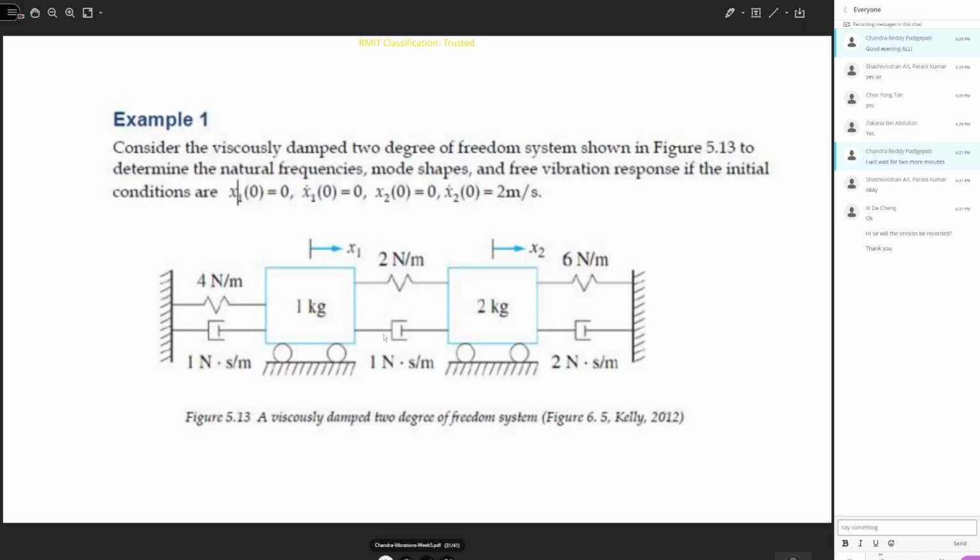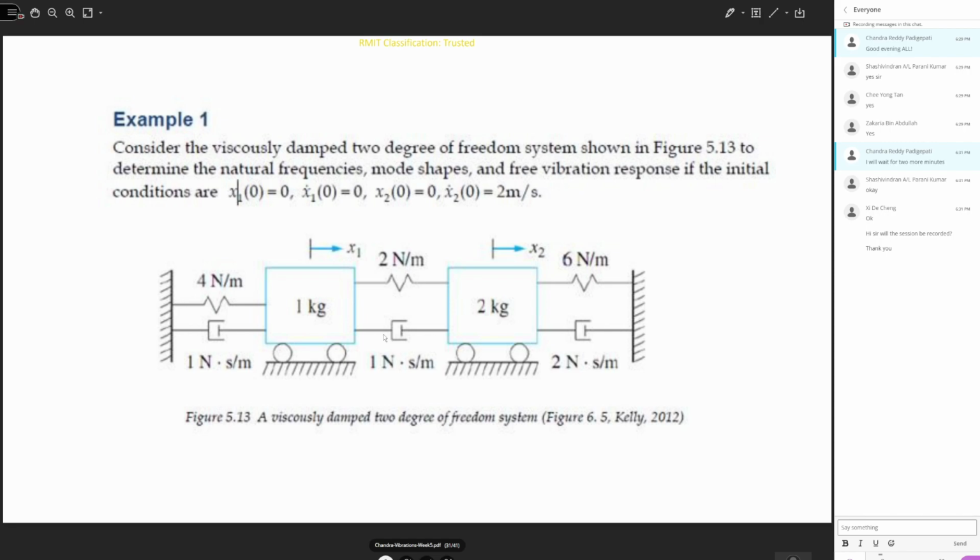All right, now let us look at an example here. Consider the viscously damped 2-degree freedom system as shown here. Determine the natural frequencies, the mode shapes, and the free vibration response.